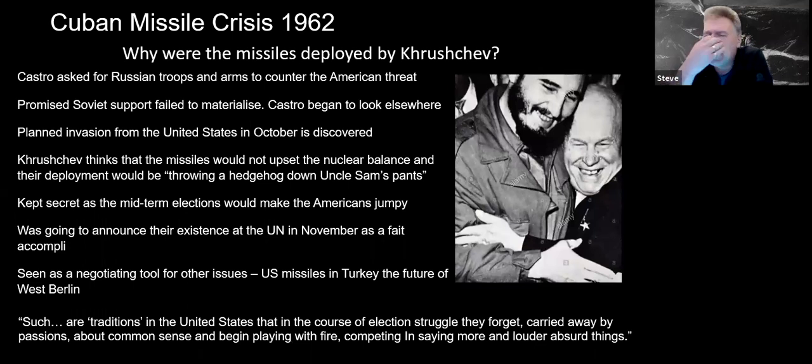So why did Khrushchev decide to put missiles on Cuba? Well, Castro was asking for Russian troops and arms to counter what he saw as the American threat to invade. The Soviets promised support, but they gave very little, and most of it failed to materialize. So Castro started to look elsewhere, and the Russians were worried that he would start to look towards China, because Chairman Mao was heavily critical of the Soviets' approach to Cuba.